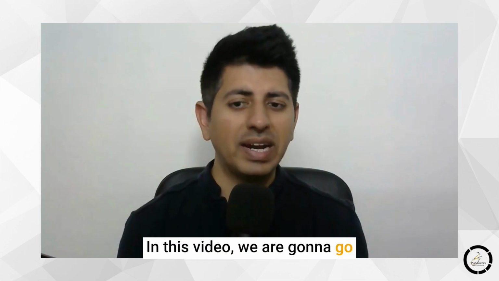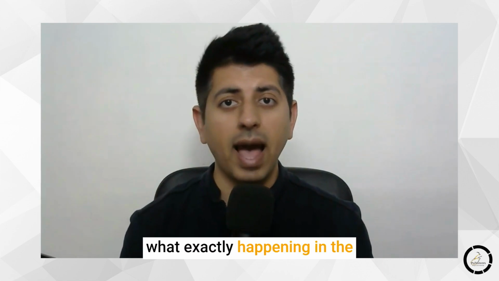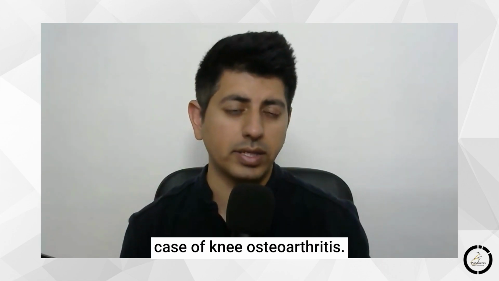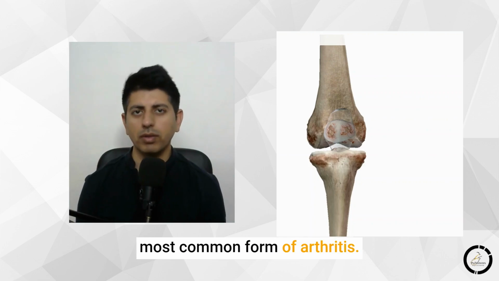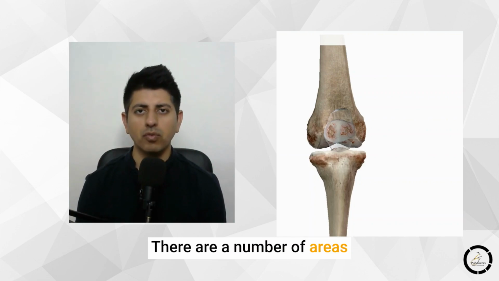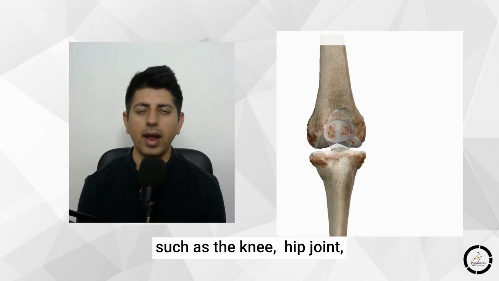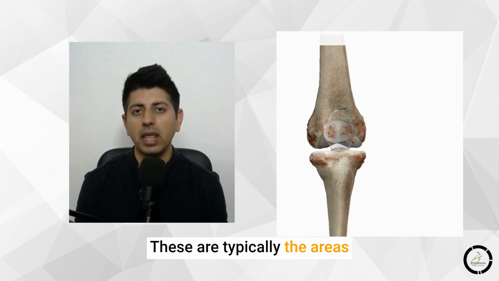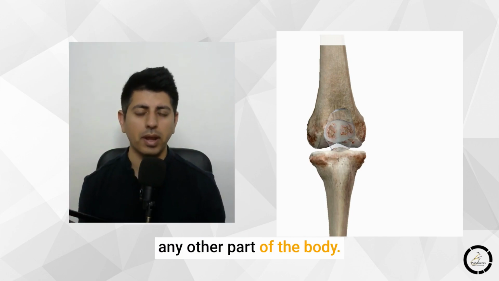In this video, we're going to go deeper into knee osteoarthritis. So let's dive in and understand what exactly is happening in the case of knee osteoarthritis. Knee osteoarthritis is one of the most common forms of arthritis. There are a number of areas that are affected by osteoarthritis, such as the knee, hip joint, hand, and the spine joint. These are typically the areas which tend to develop osteoarthritis faster than any other part of the body.